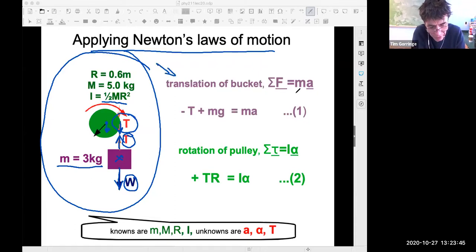Translational motion of the bucket. Let's apply Newton's second law of motion, F equals ma, to the bucket. There are two forces that are acting. There's the weight of the bucket, that's mg. There's the tension of the rope that's acting on the bucket, that's T. The weight is downwards, so I indicated that as the positive direction. The tension is upwards, so that must be the negative direction.